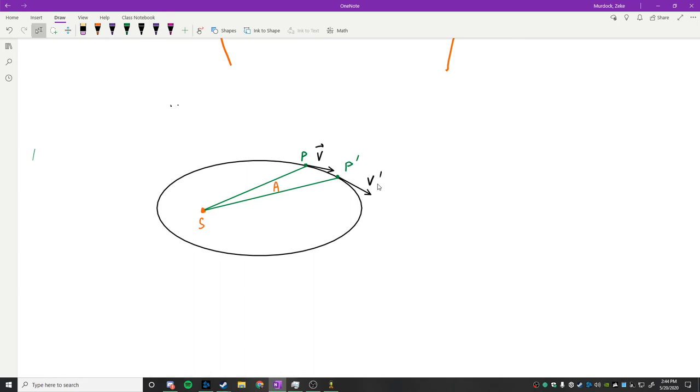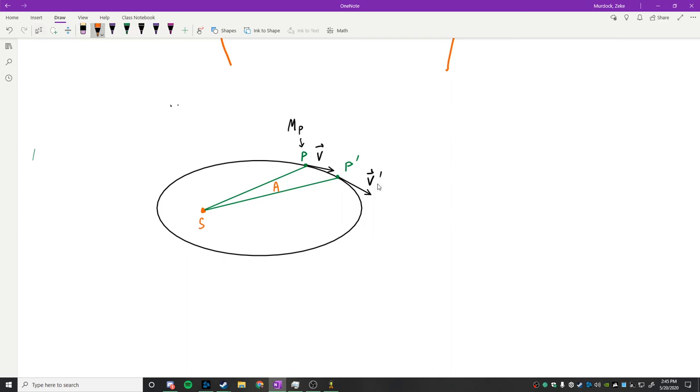And let's say that the planet has a mass. So the mass of the planet here is going to be m sub p. So it moves from this location to this location. That has this velocity vector here, and then v prime right here. That's also a vector. And it sweeps out some area during that time, right?